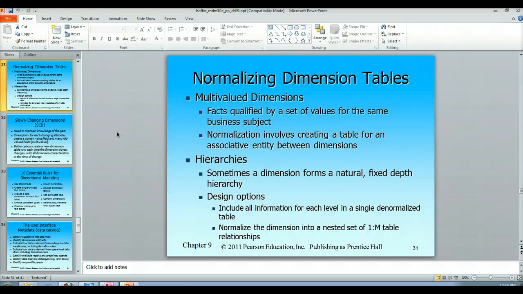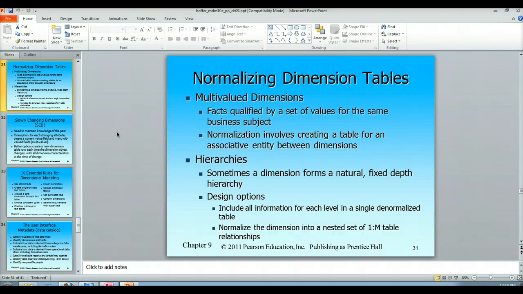Or we could normalize the dimension into a nested set of one-to-many table relationships. So if we don't have multi-value dimensions, this would be a case much more like the time dimension, where we had the period of time associated with a table associated with countries, things of that nature, or events.